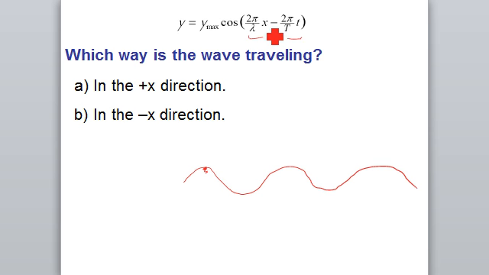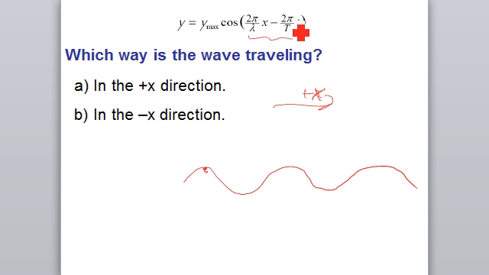So I've got to ask myself, all right, if t is increasing, and by the way, I'm considering the positive x direction to be the right. If t is increasing, but the whole argument of the cosine is not changing, then x must be increasing, so that the difference between these two terms never changes.